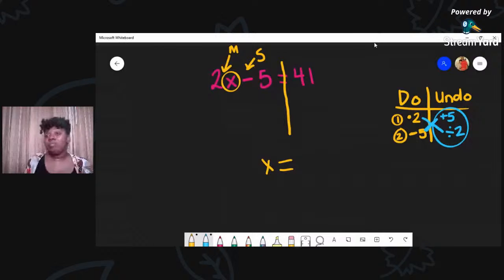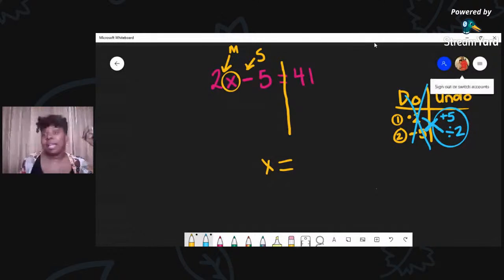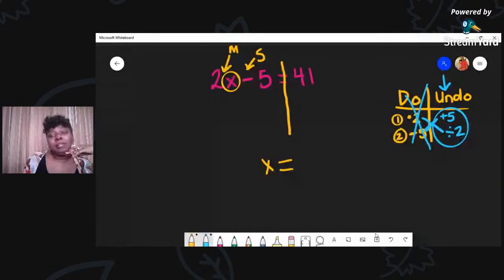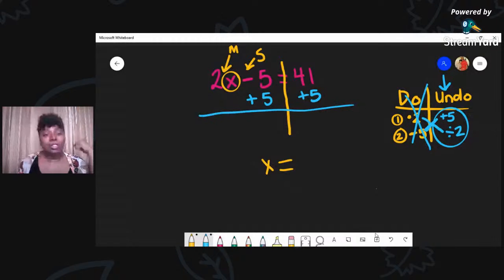Okay, so I no longer need this do side. It's irrelevant. We know we multiplied by 2 first and subtracted 5. Now I have to undo that. So I am focused on this undo side, which is going to help me solve. So we're going to step 1, add 5 to both sides. Whatever I do to the left side, I have to do to the right side. So bring this down. We have 2x equals 46. I just completed step 1. Check.